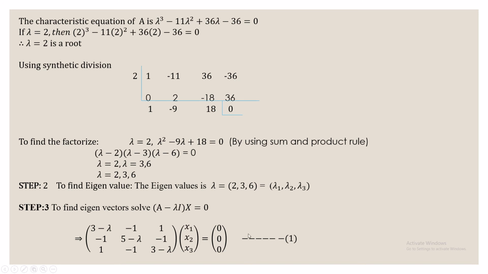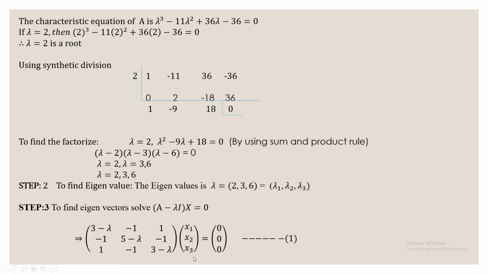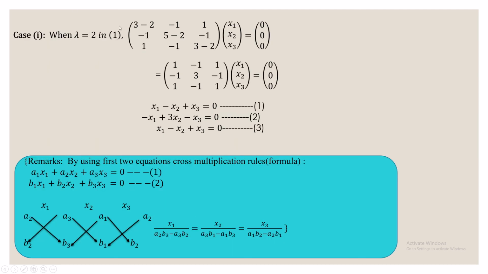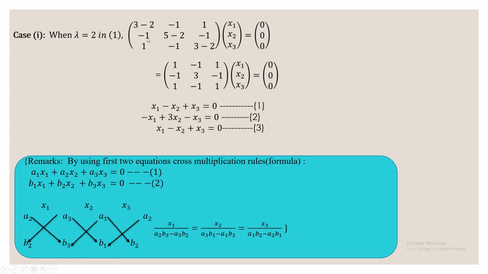Now how can you solve this? Find this matrix by using the eigenvalues. You have three eigenvalues, and we have to take each and every value and substitute it in the equation. First, consider lambda 2 in equation 1. This is your equation 1. Now substitute lambda equal to 2 in equation 1: 3 minus 2, minus 1, 1, minus 1, 5 minus 2, minus 1, 1, minus 1, 3 minus 2.